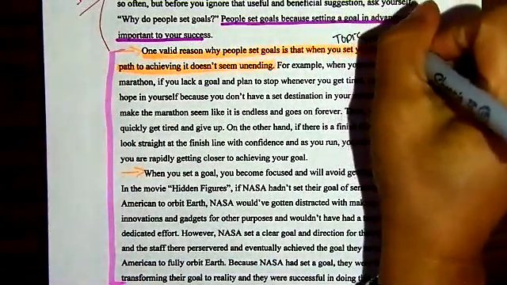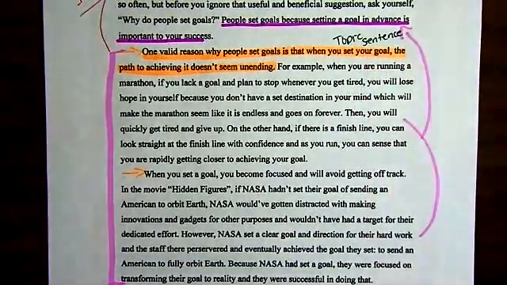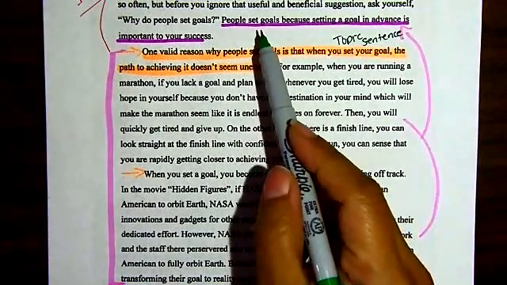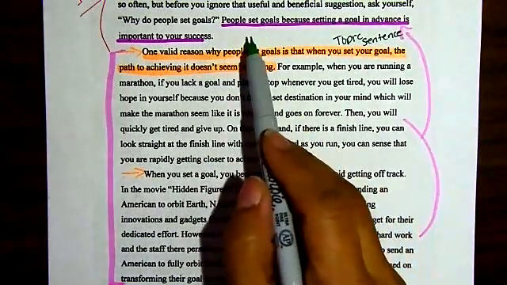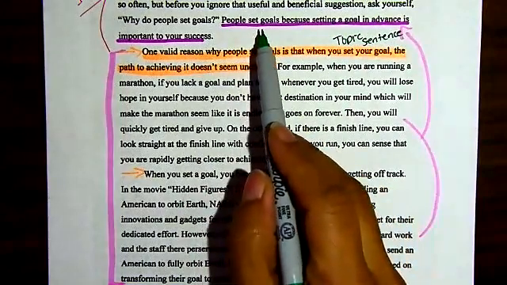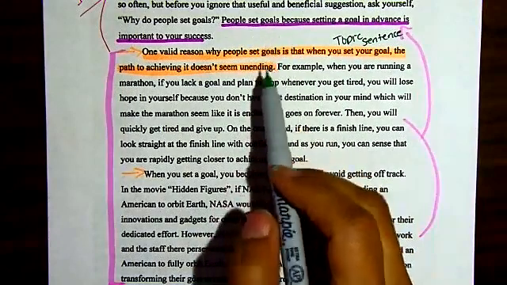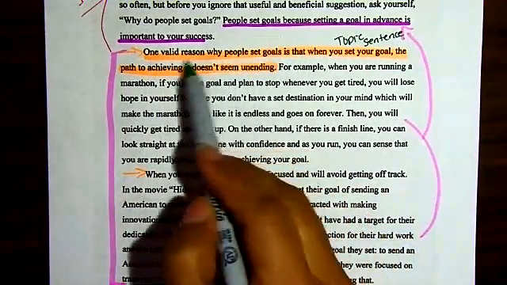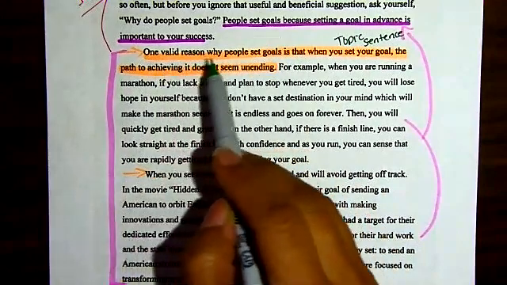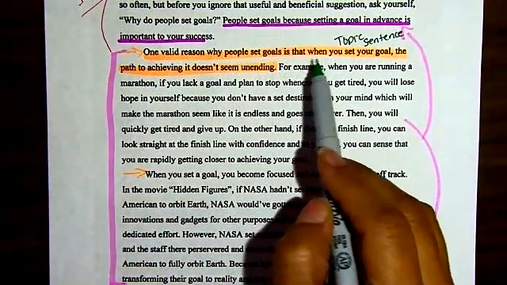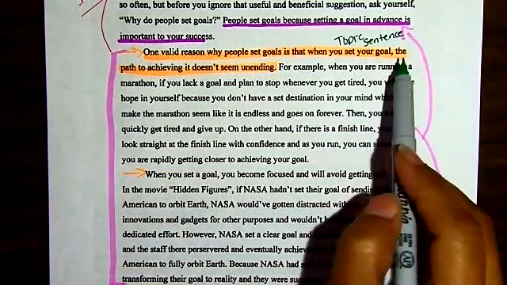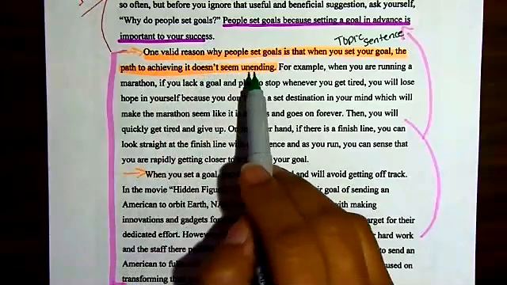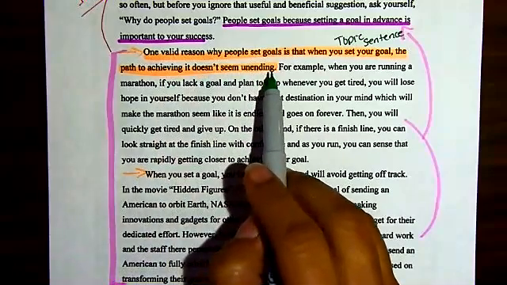It is a sentence that tells you what the paragraph is going to be about. This sentence needs to connect to the controlling idea. So after he wrote his controlling idea, I'm going to say he a lot. I don't know why, just keeping it that way. One valid reason why people set goals, again, reason, in that when you set your goal, the path to achieving it doesn't seem unending.